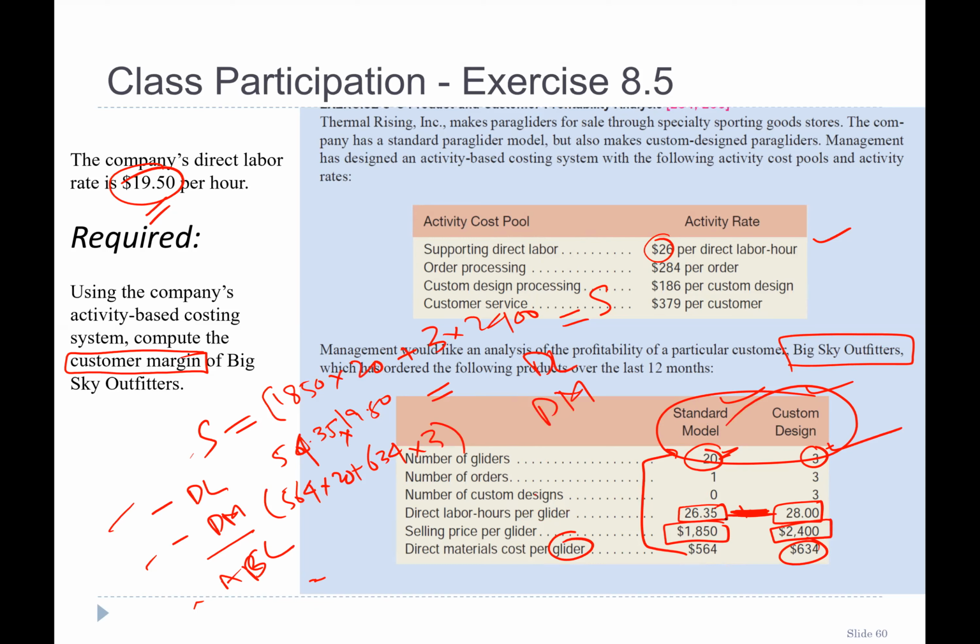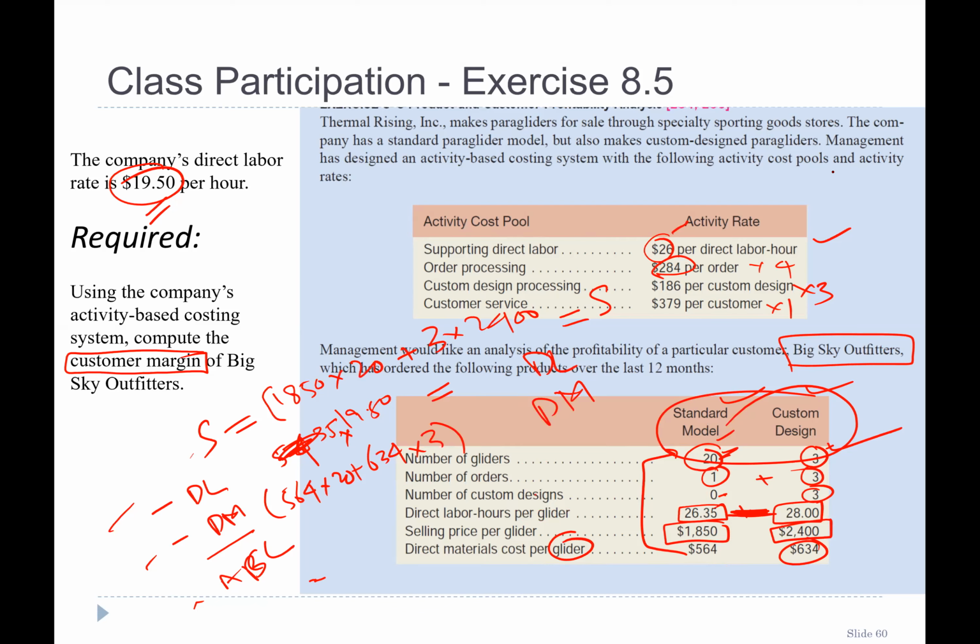So total labors are 26.35 multiplied by 20, 28 multiplied by 3. These hours multiplied by 26. Other processing cost, 284 per order. They gave us the order, 4 orders. Standard model 1, 3 custom design. You multiply this with 4. Custom design, it is 0, this is 3. You multiply this with 3. Customer service, we have 1 customer, multiply this with 1.